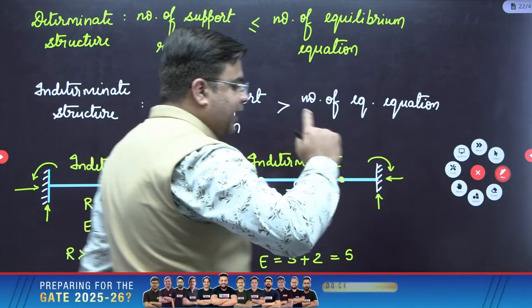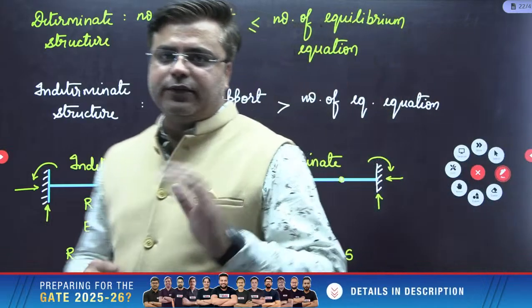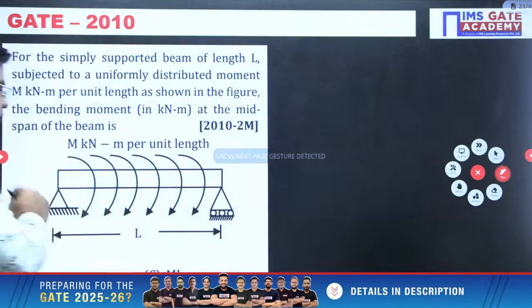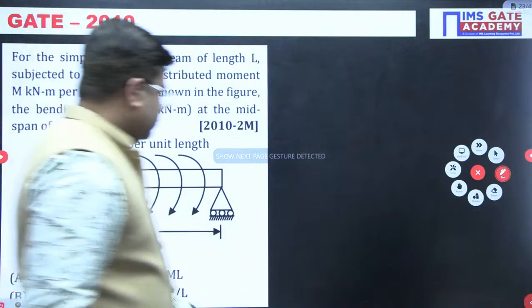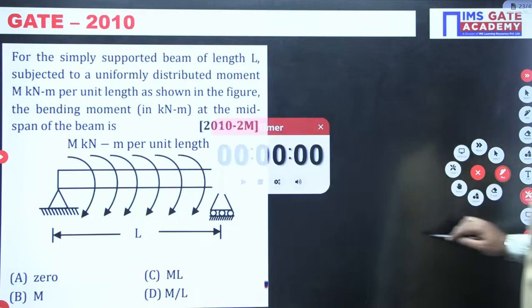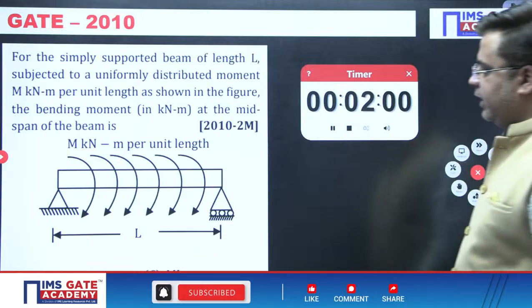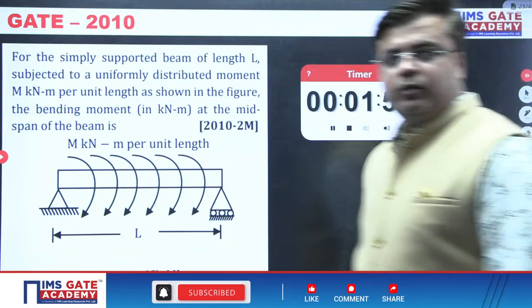Civil students, they calculate the degree of static indeterminacy. Mechanical students, this much is sufficient for you. Okay, so let's see this question. Please try this. You have 2 minutes of time. Go for it and get me the answer. It's an easy question. Don't commit a mistake. Go for it.